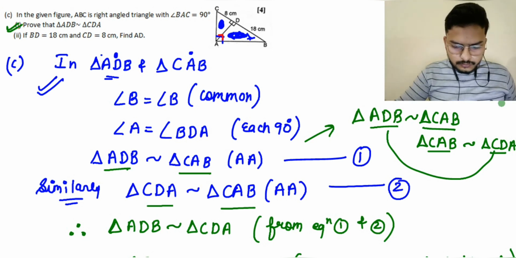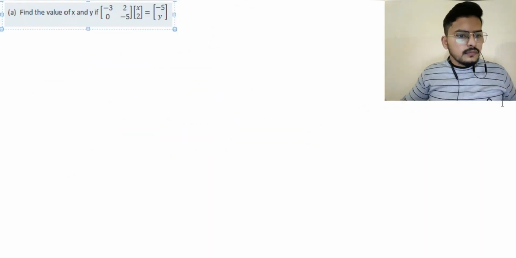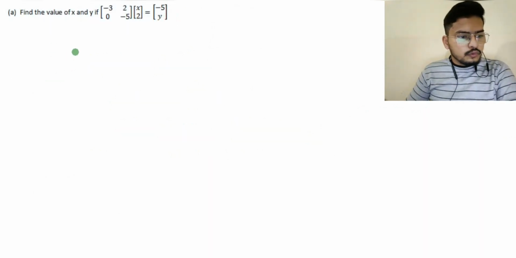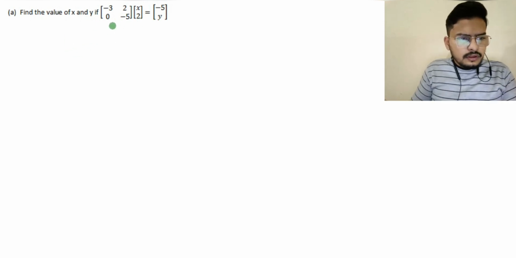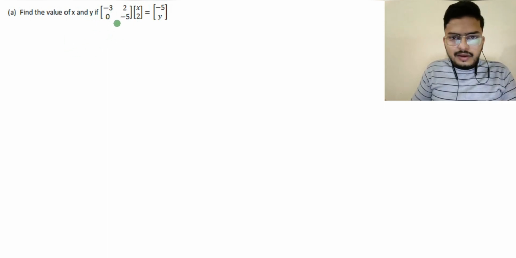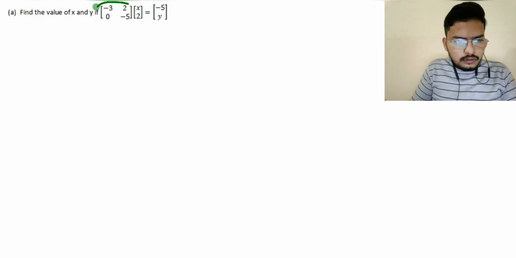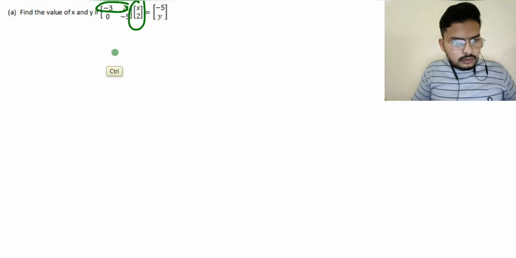Now have a look at the next question. That is the matrix question. This question is easy: find the value of x and y if this is equal to this. So this is simply a multiplication. You all know how this matrix can be multiplied. This is multiplied with this particular one, right? So how can we multiply this?